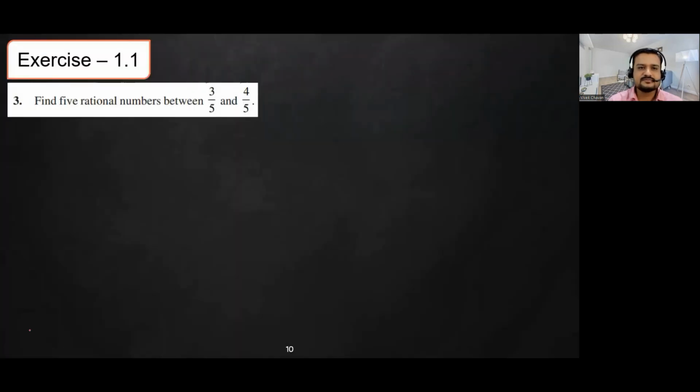Okay, we'll see the next question now. Now, already the rational number is in the form of P by Q. And we have to find 5 rational numbers between 3 by 5 and 4 by 5. Now, how will we do this?